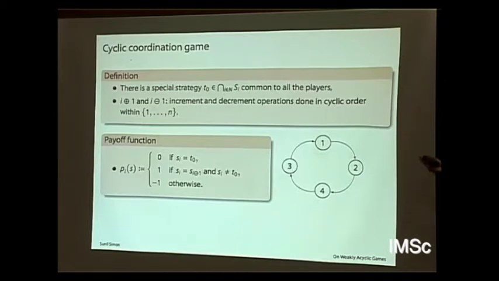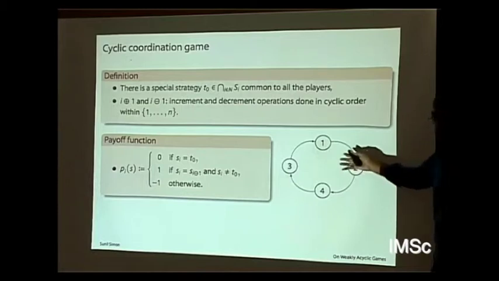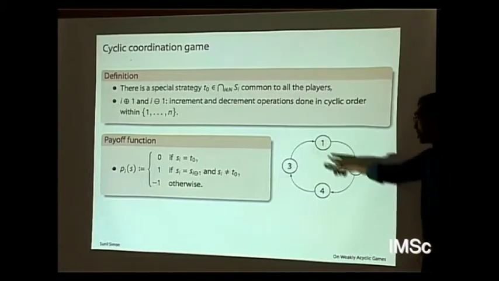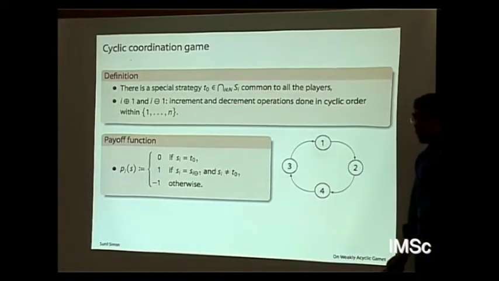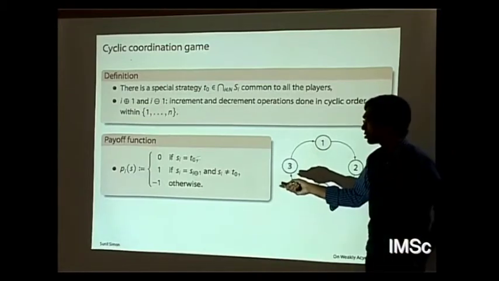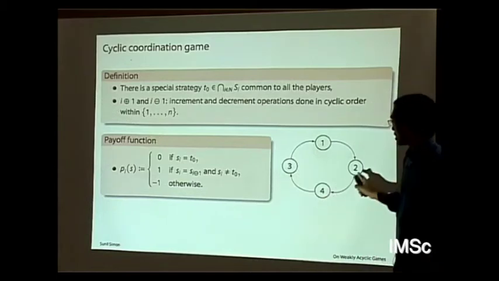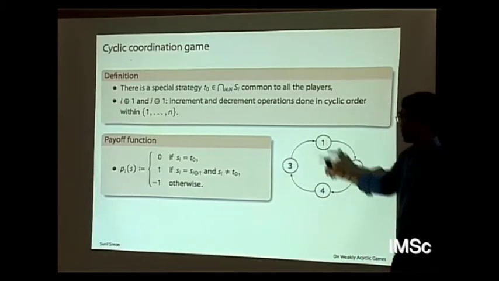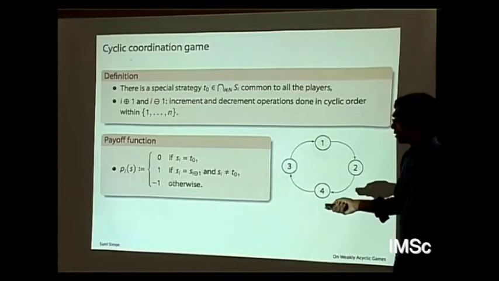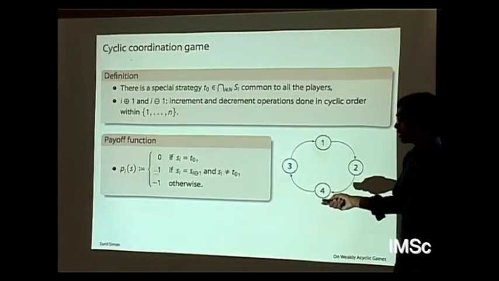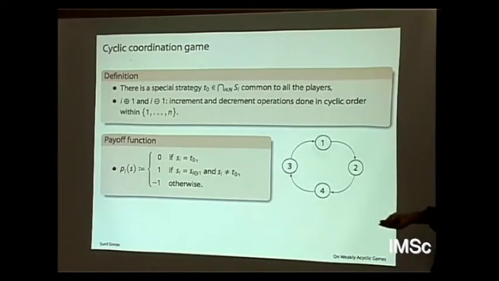Okay, so it's essentially a coordination game, except that you have a cycle structure here. So the players are kind of in a cycle, and the payoffs are defined as follows. If you play this null strategy, then of course you get a payoff of 0. The idea is essentially each player wants to coordinate with its predecessor. If it coordinates with its predecessor, it gets a positive payoff. If it does not coordinate, then it gets a negative payoff. So it's essentially a coordination game, except that there is this special null strategy. You can choose not to play anything, and you have this cyclic structure.